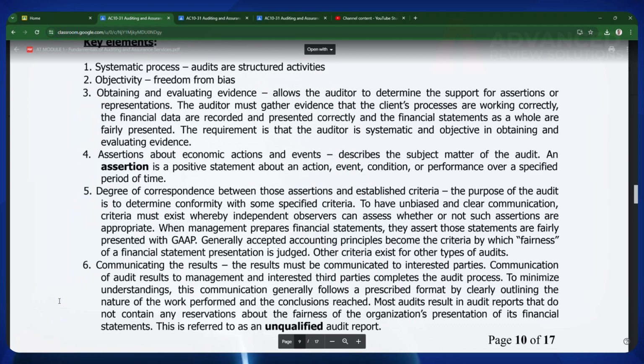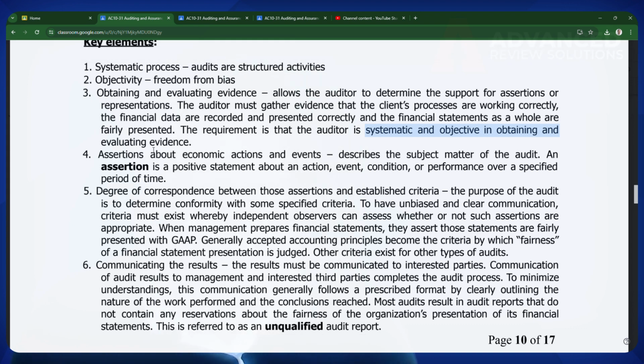It allows the auditor to determine the support or assertions for such representations, no? And with this, no, the auditor must gather evidence that the client's processes are working correctly, no, in terms of your financial data, and they are recorded and presented correctly, and the financial statements as a whole are fairly presented. Ano ibig sabihin? Dapat ibibigay lahat ang mga dokumento. Okay? The requirement is that the auditor is systematic and objective in obtaining evidence. Wala dapat bias. Okay? And number four, ang sabi, as auditing, it is an assertions about economic events and actions.